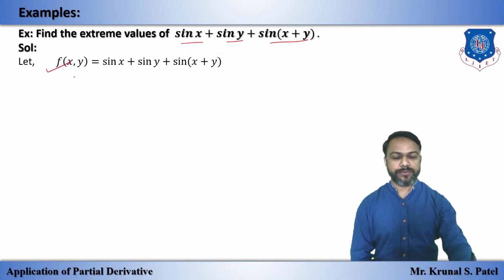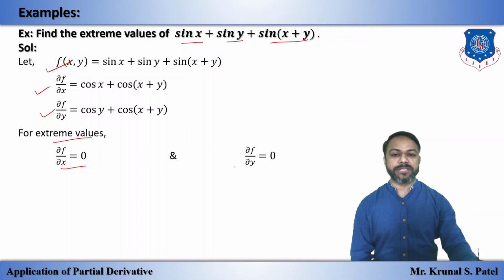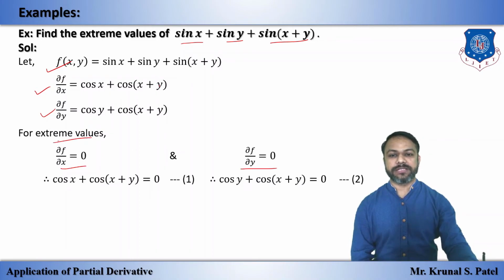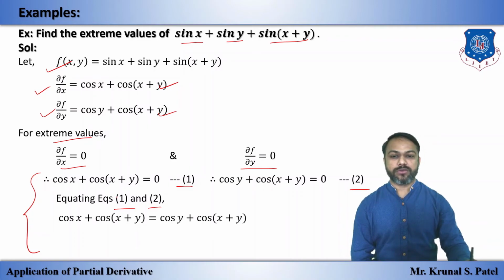First write down f, then find the derivatives. We know the partial derivatives. Now for extreme value, take both equal to 0. So we have this equal to 0 and this equal to 0, say equation number 1 and equation number 2. Now by equating equation 1 and 2, the change is here, to find these stationary points. Other than that, there is no change in the example. So by equating these two equations, we can cancel out these two terms.